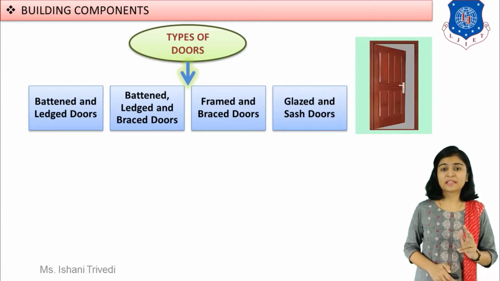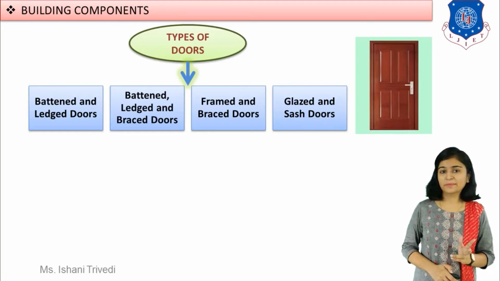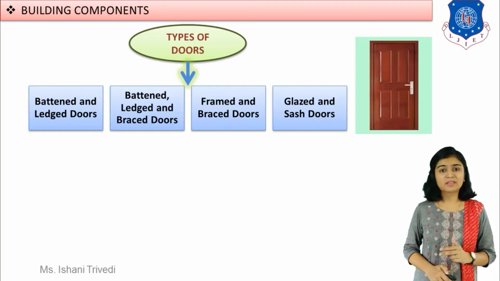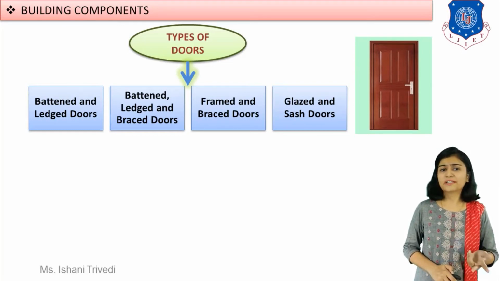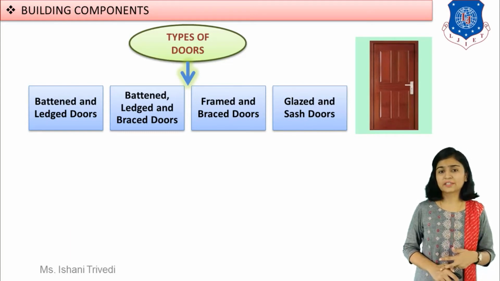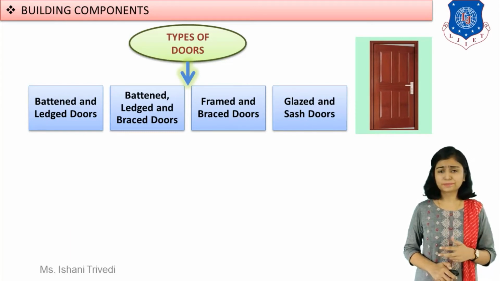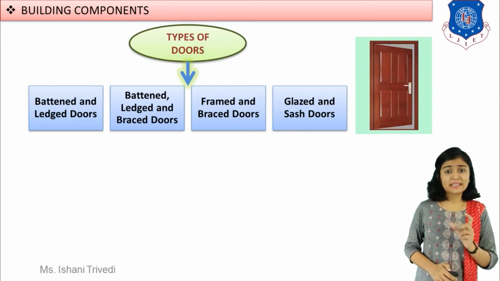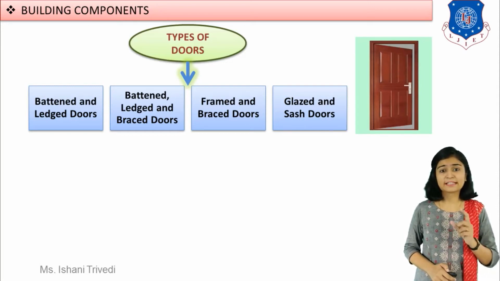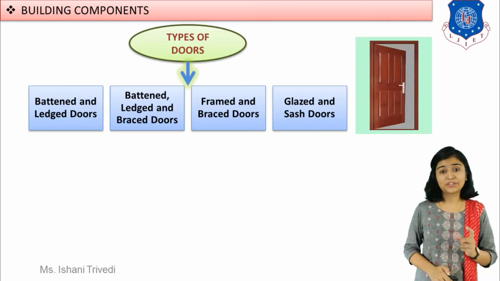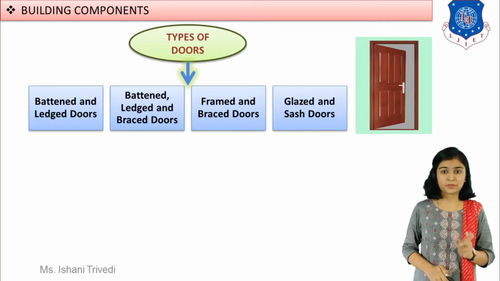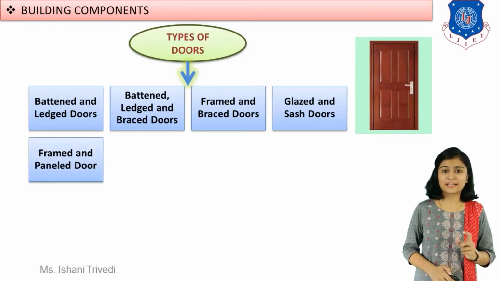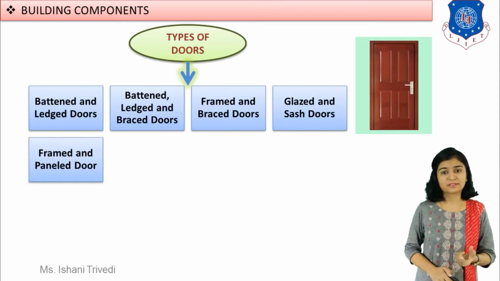Next you have glazed and sash doors. See students, the technical terms might be a little hard to remember, but if you read it twice or thrice, then I think it should not be very tough for you. Next you have glazed and sash door. If I say glazed, glazing means shine. It means glass. You have seen glass door in your day-to-day life, right? So that will be a glazed and sash door. I will explain what is a sash.